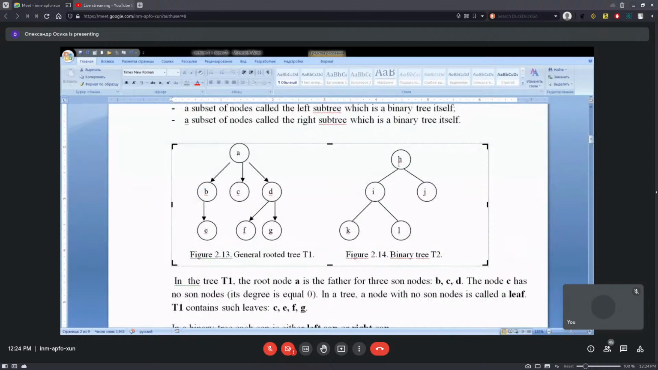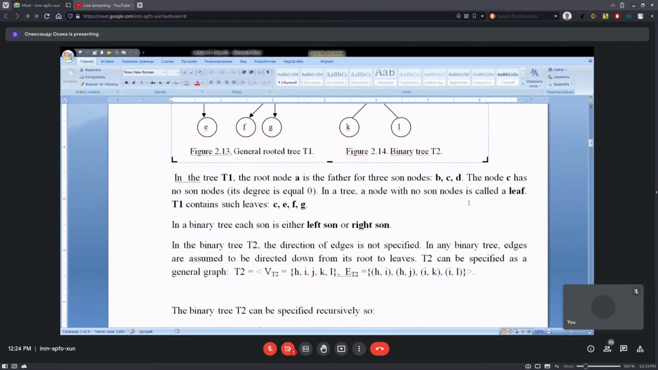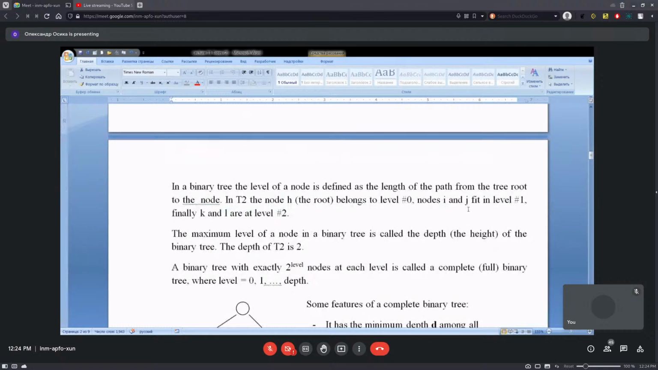From the tree root to the node, the length of the path is 0. Okay, 0. The length of the path from root to this is 1. That's why level 1, and so on. The maximal level of a node in a binary tree is called the depth, also the height of the binary tree.